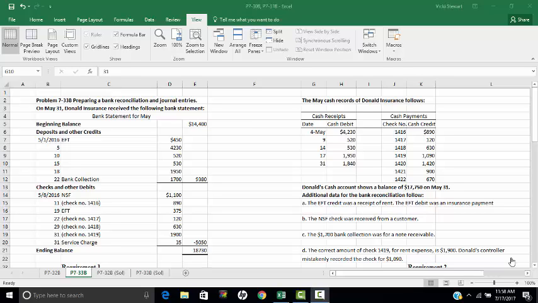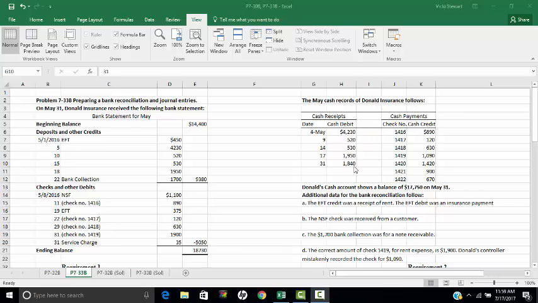This is a demonstration of problem 733B, preparing a bank reconciliation and journal entries. On May 31st, Donald Insurance received the following bank statement, and the problem gives us the bank statement information for May.